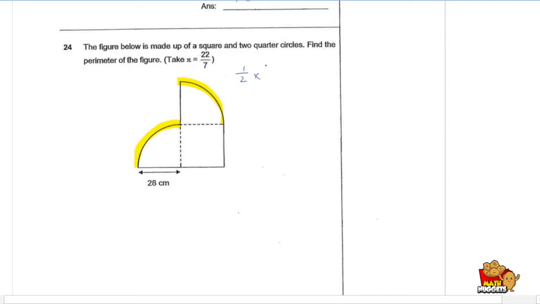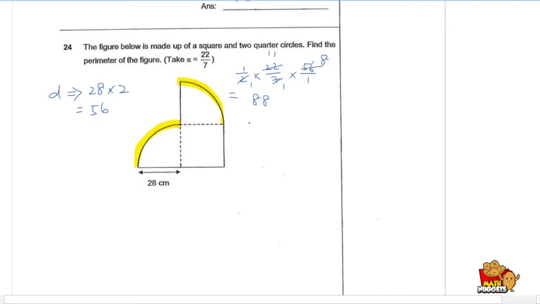Half times pi times diameter. Now this is your radius, 28 is the radius. So diameter would be equals to 28 times 2, which is 56. So I will take half times pi times 56. So do cross cancellation to make your life easier, make the number smaller. So then I have 88. This is for the 2 quarter arcs.